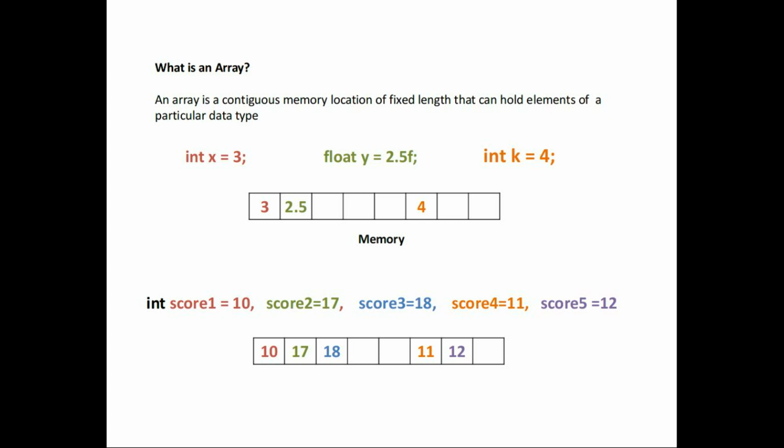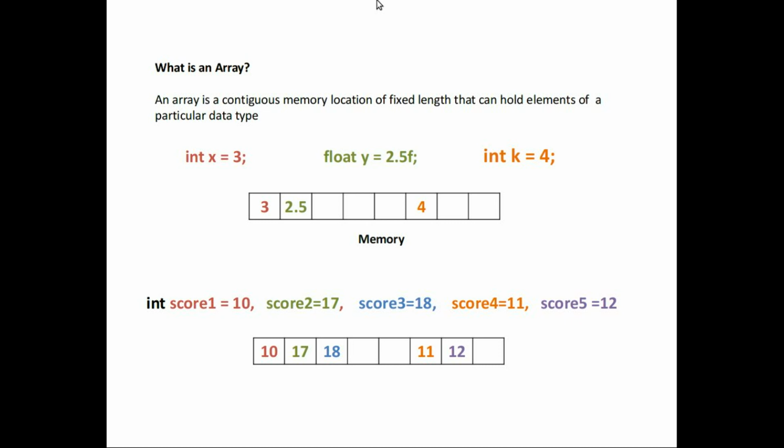take into consideration. The first one is contiguous. We say an array is a contiguous memory location, which means the different locations in memory must be next to each other. The next one there being of fixed length, which means once you create an array, you cannot change the size. We're going to see all of that in action as we go into the details.